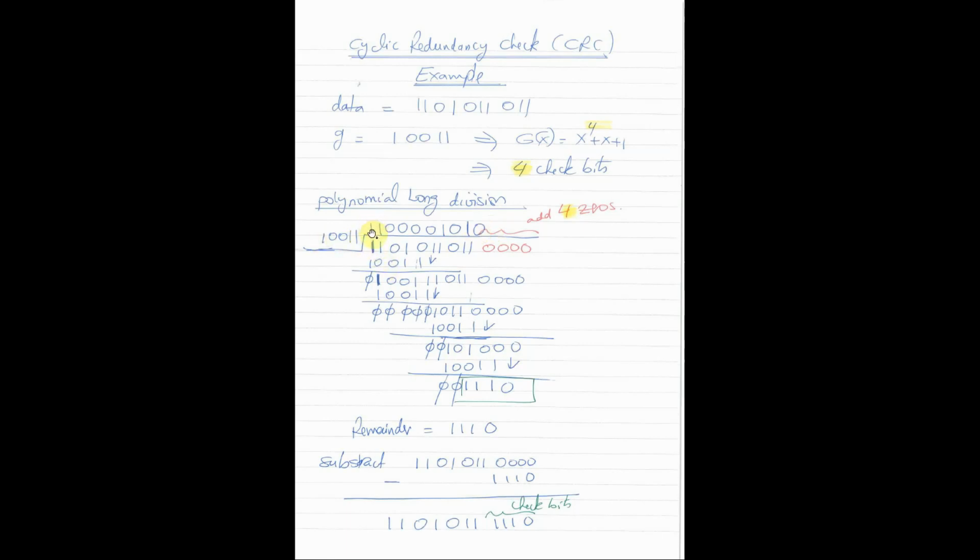Once I get this 1, what do I do with it? I take this 1 and then I multiply by the full generator sequence. 1 times 1, 0, 0, 1, 1 gives me 1, 0, 0, 1, 1. And then I put a line and I subtract what you see here minus what you see there. Subtraction is modulo 2 because we have only binary numbers. So modulo 2 means 1 minus 1 is 0, 0 minus 0 is 0, 1 minus 1 is 0, and 0 minus 1 is 1. 1 minus 0 is 1. 0 minus 1 is also 1.